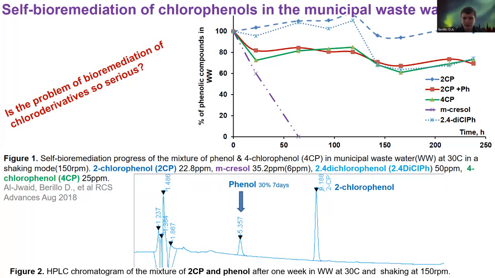And this HPLC chromatogram shows that after 1 week, we still have phenol and chlorophenol. It didn't evaporate, it stayed, or it wasn't degraded.